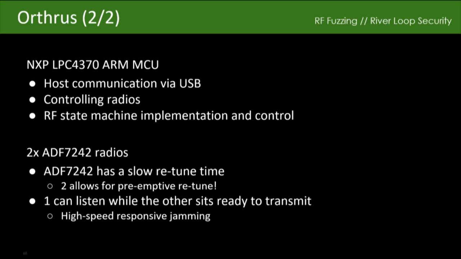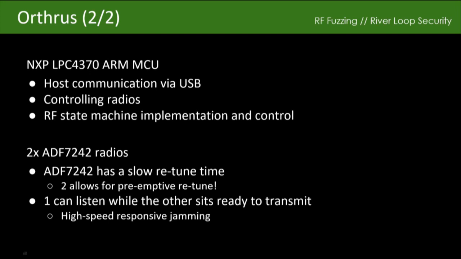Additionally, as I mentioned, we're going to be using two of these ADF7242 radios on board. The initial reason for that is because the ADF7242 has a very slow retune time. So if we want to do any fast frequency hopping or any timing-dependent things like that, that's something we might run into. For instance, Bluetooth hops, I think, 1,600 times a second. That's really, really fast, and this chip couldn't keep up with it.